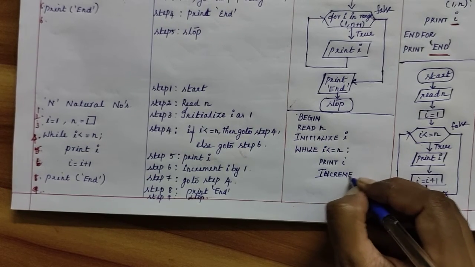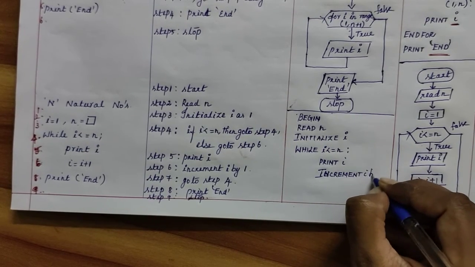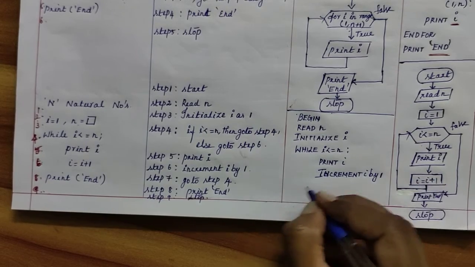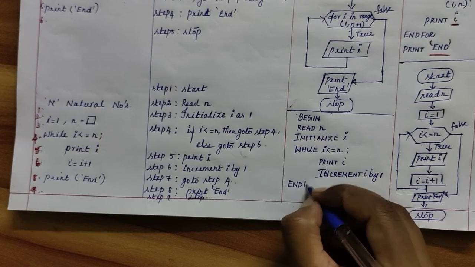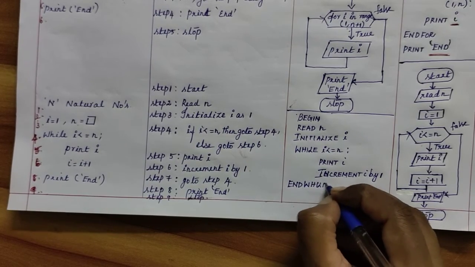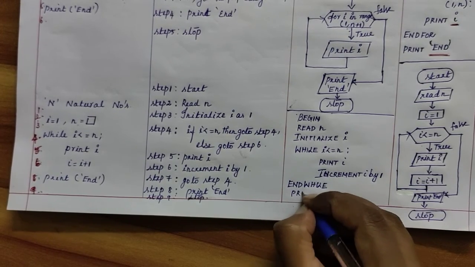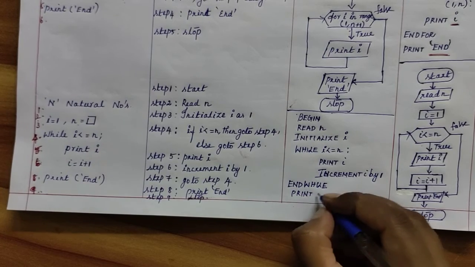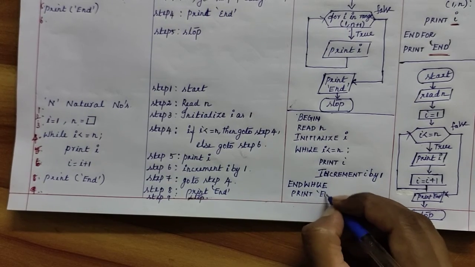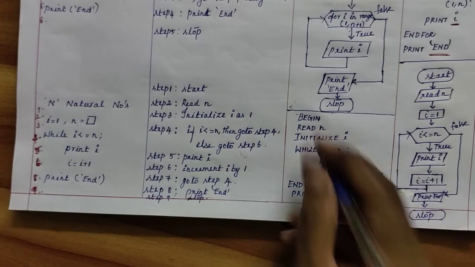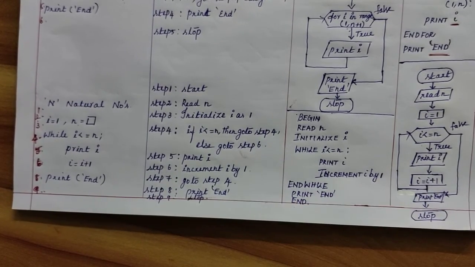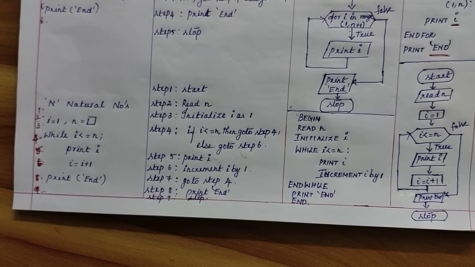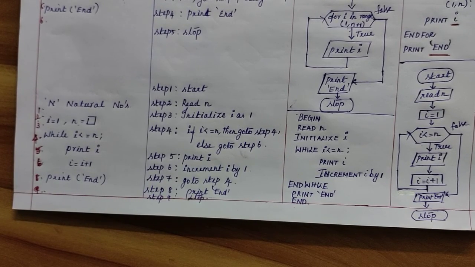So increment I by 1, and next, here the while will be ended, therefore END WHILE, and next you have to print n, and finally you are just going to write END. Okay, so this is about the notation for the iterative programs.